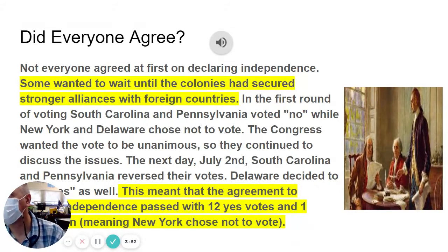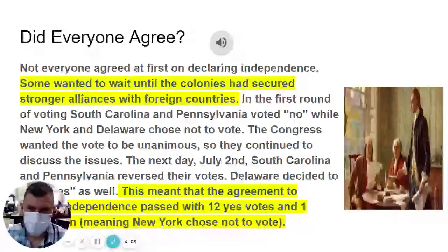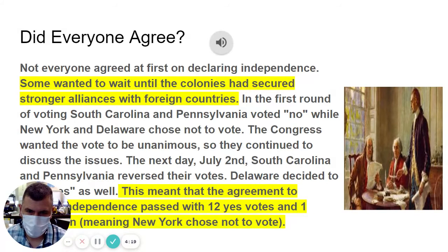Did everyone agree? Not everyone agreed at first on declaring independence. Some wanted to wait until the colonies had secured stronger alliances with foreign countries. In the first round of voting, South Carolina and Pennsylvania voted no, while New York and Delaware chose not to vote. The Congress wanted the vote to be unanimous, so they continued to discuss the issues. The next day, July the 2nd, South Carolina and Pennsylvania reversed their votes. Delaware decided to vote yes as well. This meant that the agreement to declare independence passed with 12 yes votes and one abstention, meaning New York chose not to vote.